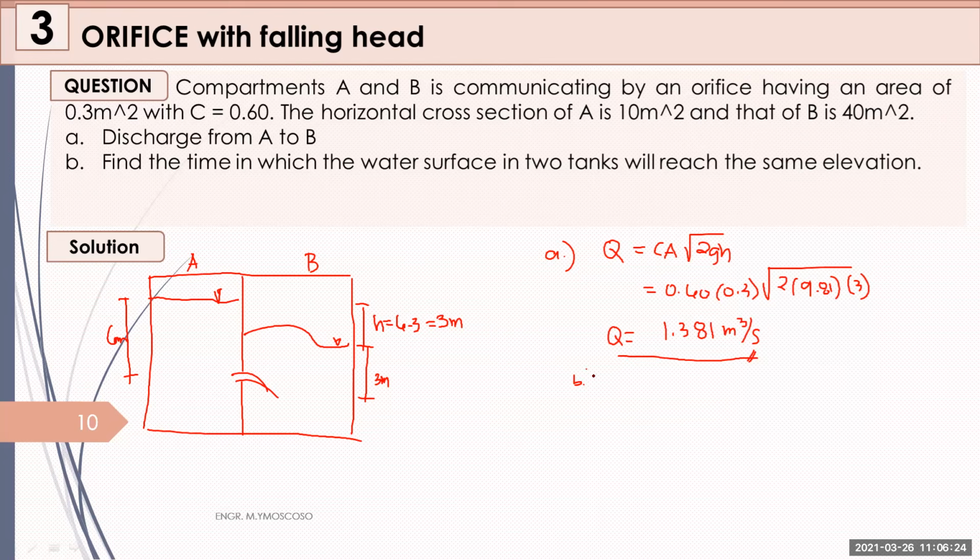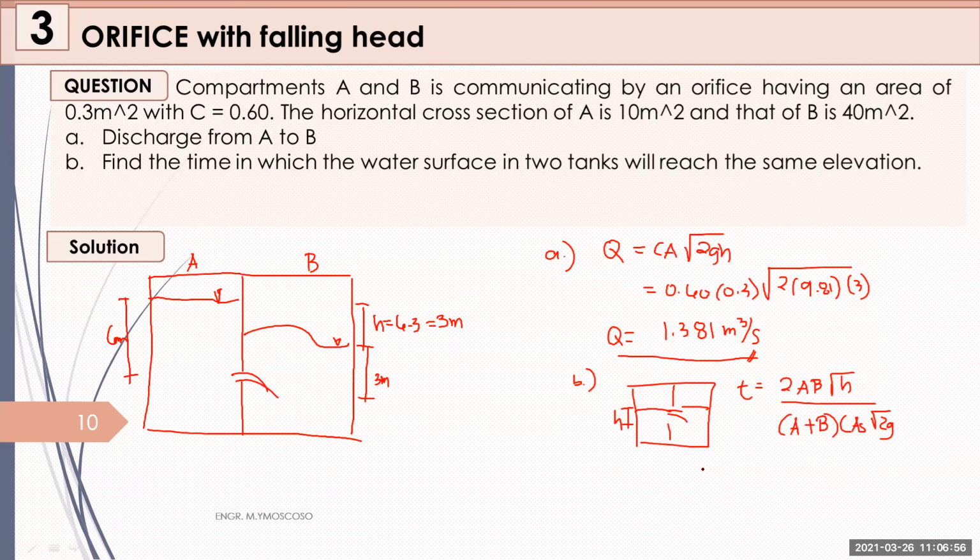Okay, so for letter B, find the time that the water tanks will be on the same level. So, ibig sabihin ng same level, yung tubig natin is magkapareha na sila ng height, papunta from the water surface, papunta sa ating orifice. So, take note that you have your formula, that is 2AB square root of H divided by your area of the tank plus area of the compartment B times C times area of the tank square root of 2G. Okay, find the time that they are on the same elevation.